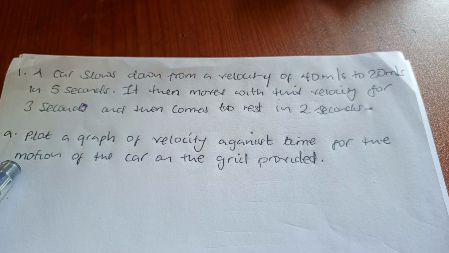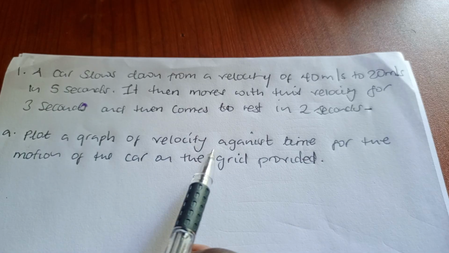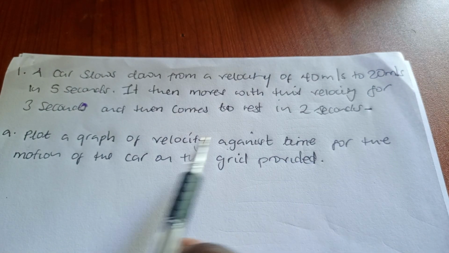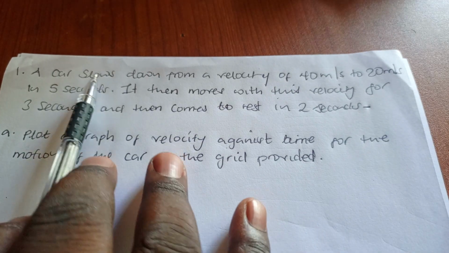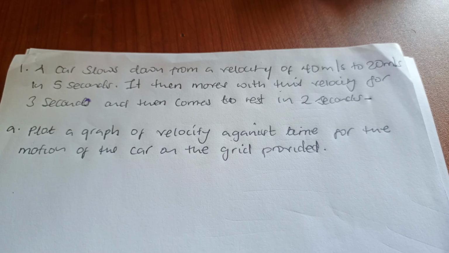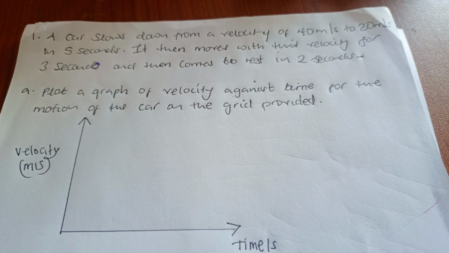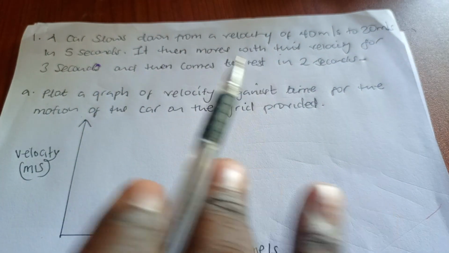Question A says plot a graph of velocity against time for the motion of the car on the grid provided. So I'll use the space provided. I need to understand the question clearly for me to draw the graph, so I'll go back to the question.